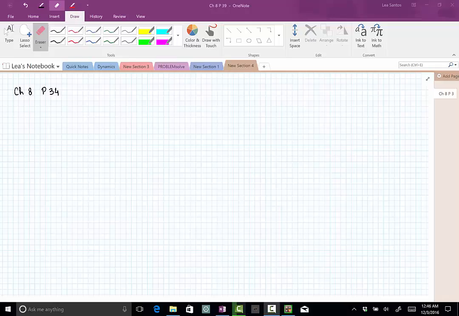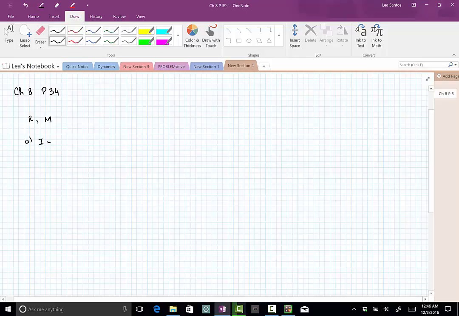So this is problem 34 of chapter 8 of Giancoli 6th edition. So we have a grinding wheel, which is a uniform cylinder. The radius of this grinding wheel is given, and also the mass of this uniform cylinder. So with that, we can find the moment of inertia. The moment of inertia of a cylinder is just half of mr squared.